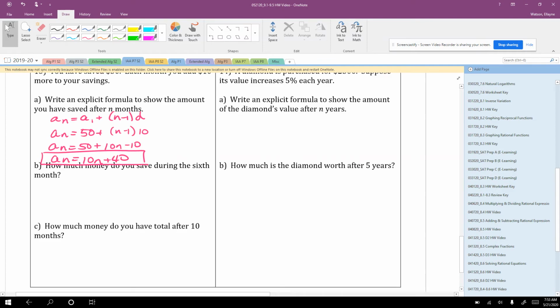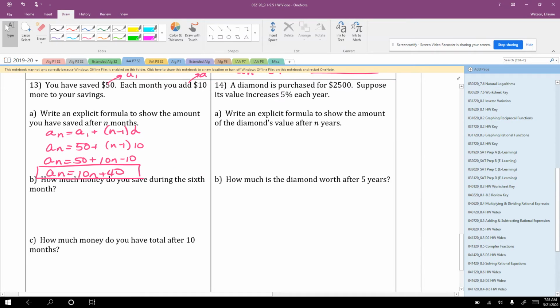All right, then it says how much money do you save during the 6th month? So now we're going to use the explicit formula that we just figured out, and now we're going to set n equal to 6. So A sub 6 is equal to 10 times 6 plus 40. A sub 6 is equal to 60 plus 40. So our answer here is just 100. Okay, so in month 6, you're putting in $100.